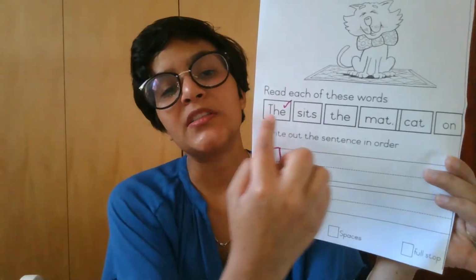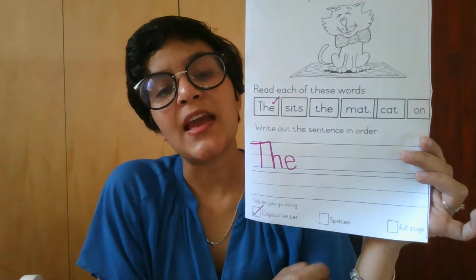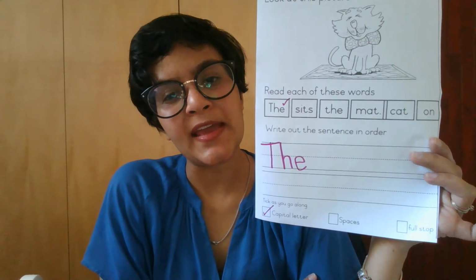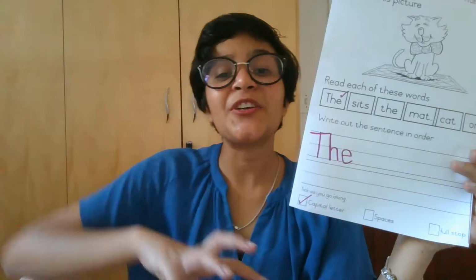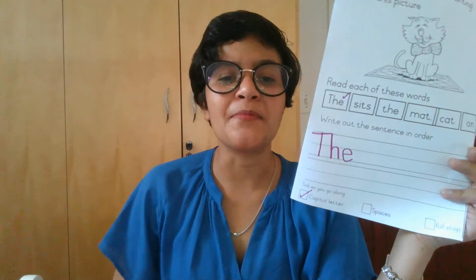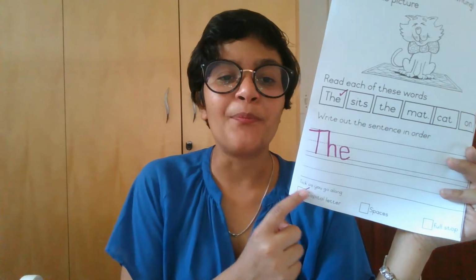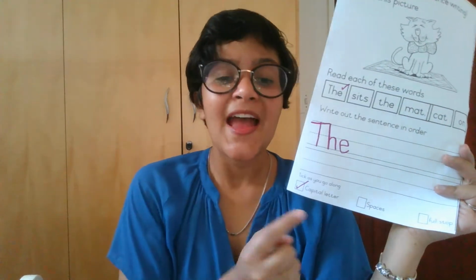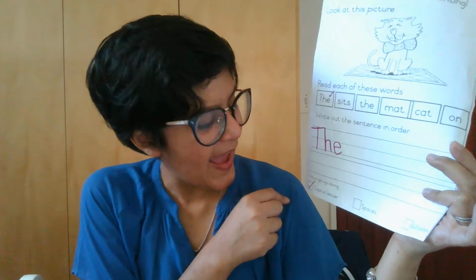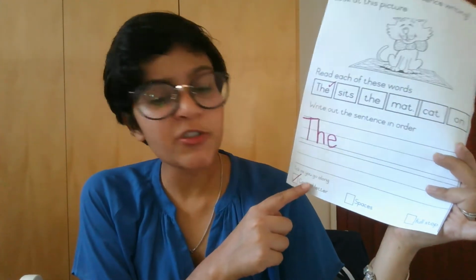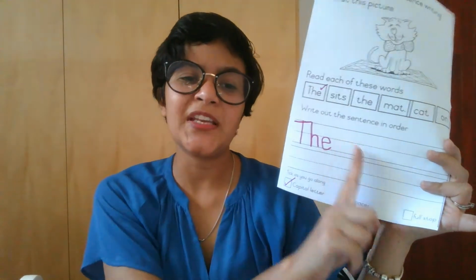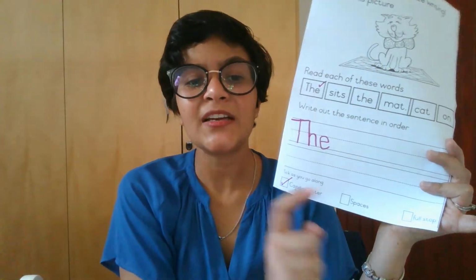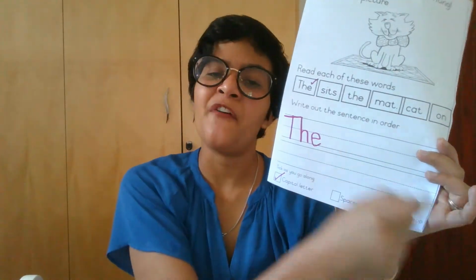Have a look at the words in the blocks. Can you see a word that has a full stop at the end? Mat. Good. So that's going to be your last word, and you're going to remember to put your finger space. Then you're going to write your sentence nicely. At the bottom, it says, tick as you go along. Did you start with a capital letter? Yes, I did, so I made a tick. Then between each word, do you have spaces? Then you tick. And do you have a full stop? If you have a full stop, you tick it. And if you don't, you add it in.